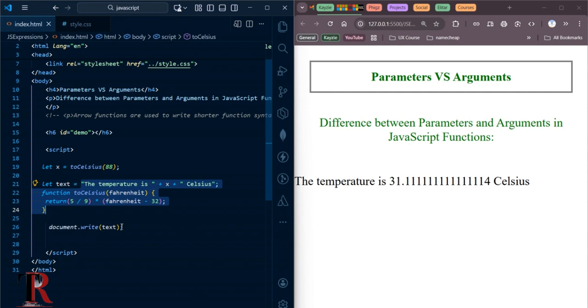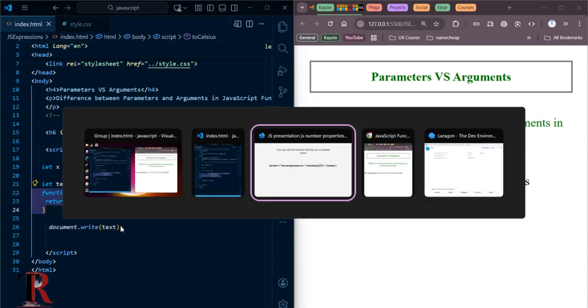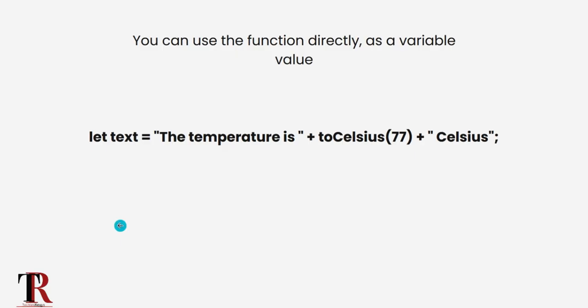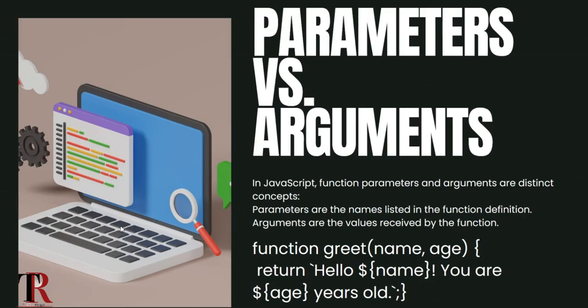So to do a quick recap, parameters are what you list in the brackets when working with functions in JavaScript. Parameters are names listed in the function definition, while arguments are values received by the function. So we pass one as a list when defining the function, and the other one is received when you are calling or invoking that function.